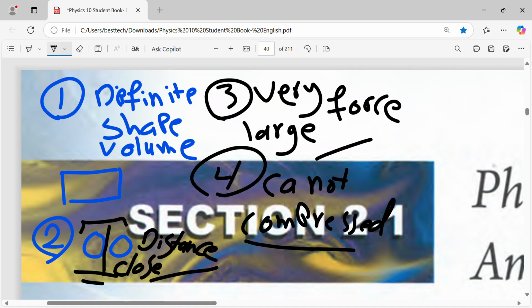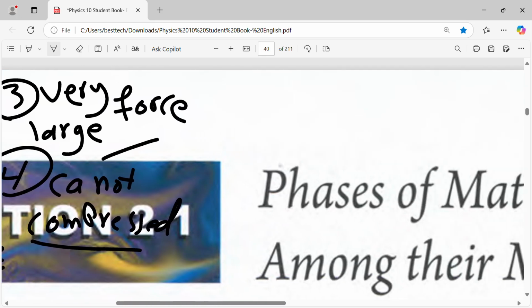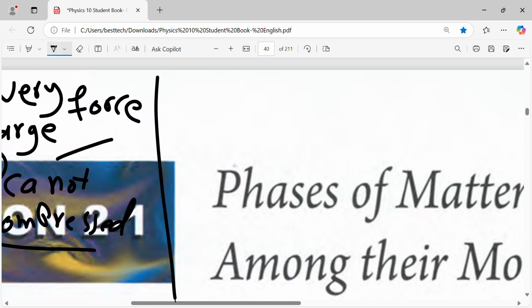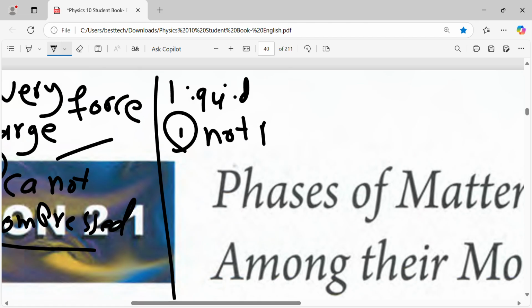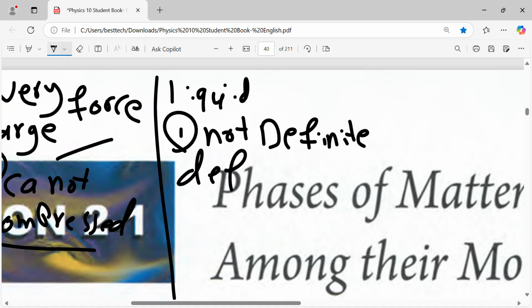What about the properties of the liquid? First, the liquid's shape is not definite, but their volume is definite. Yes, definite. So, guys, you know the best example.